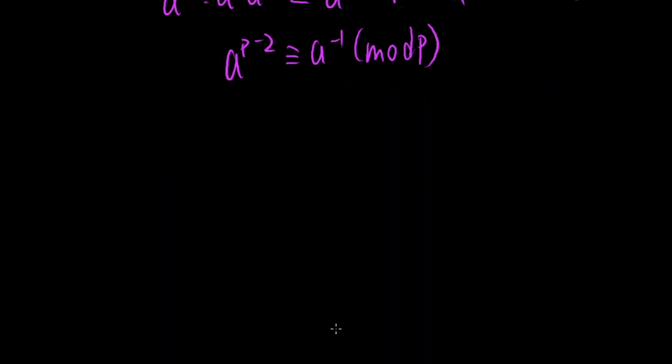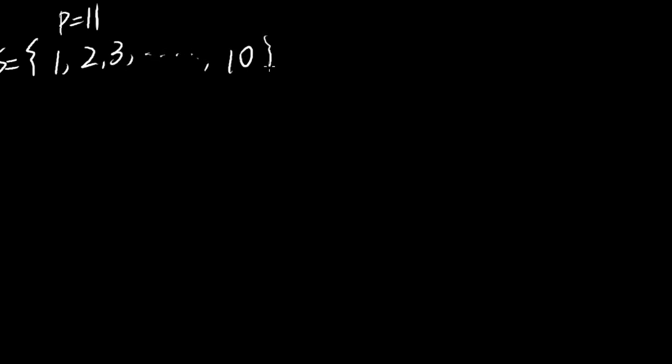And now we can further look at some more interesting facts about inverses. We still start from observing the set S. We can take an example. For example, p is 11. Set S is 1, 2, 3, all the way to 10, right?